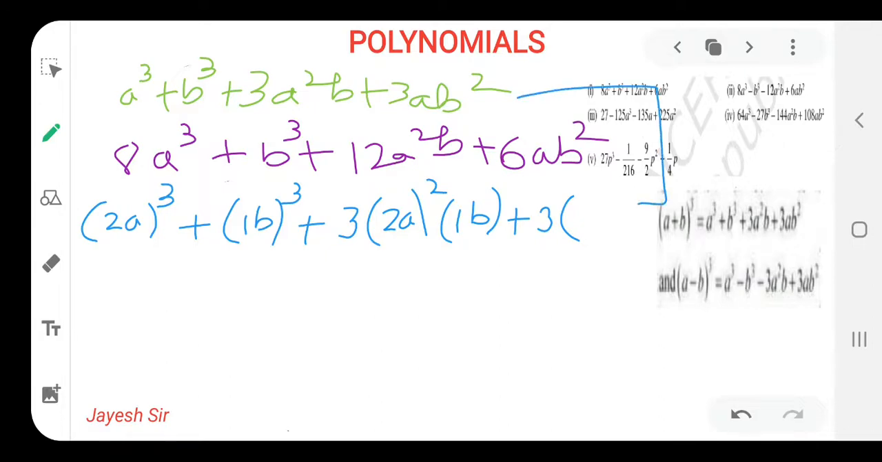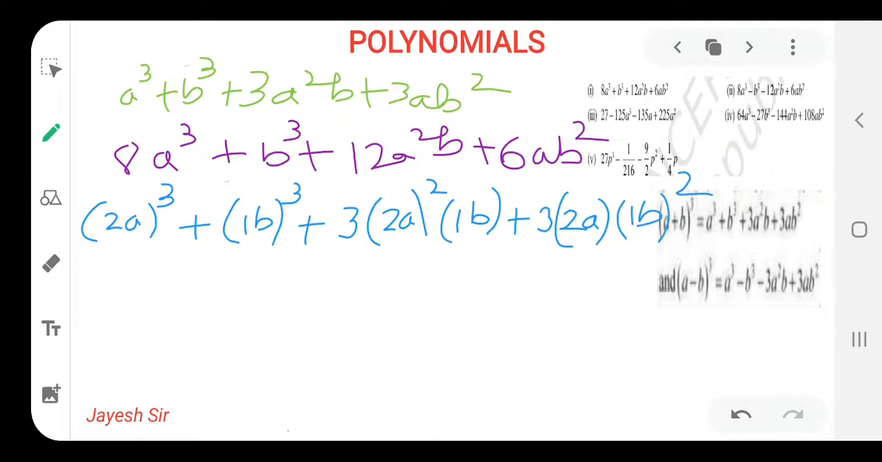We have to make that. I hope you all might be getting it, friends. So let's put the value of a and b in it. The value of a over here is 2a, as we have found, and the value of b is 1b, whole square. I hope you all might be getting it, friends.